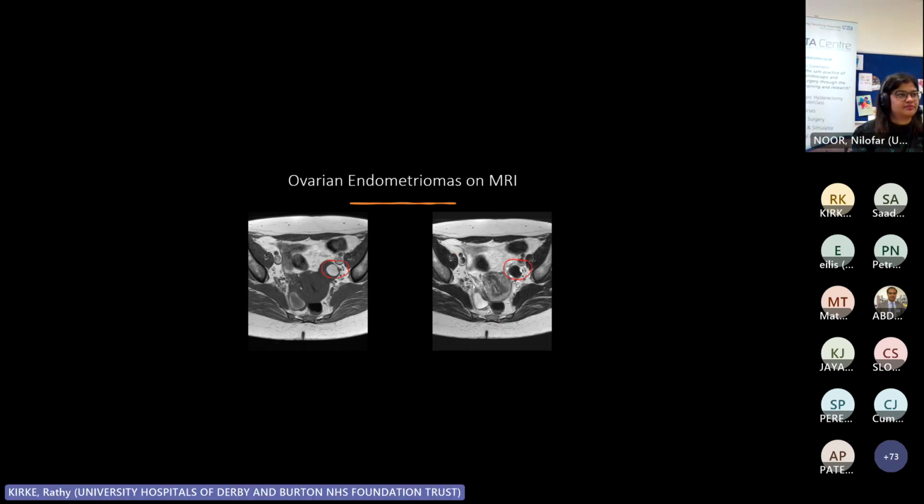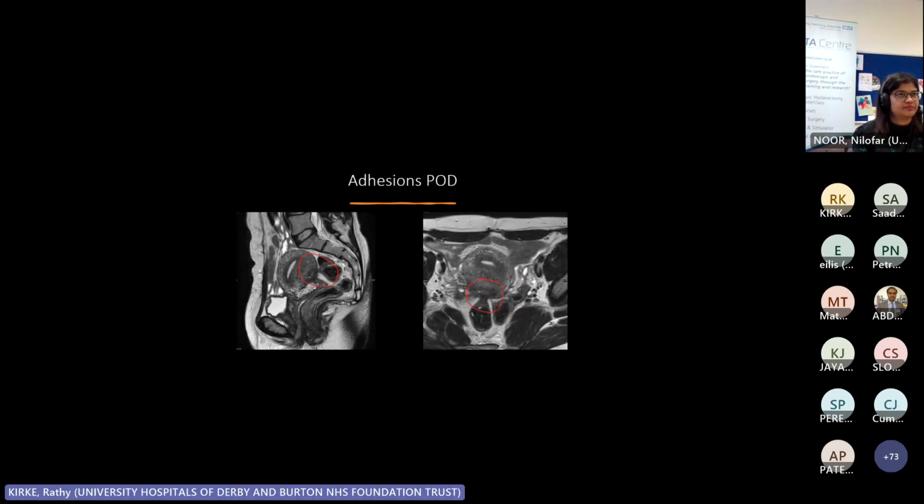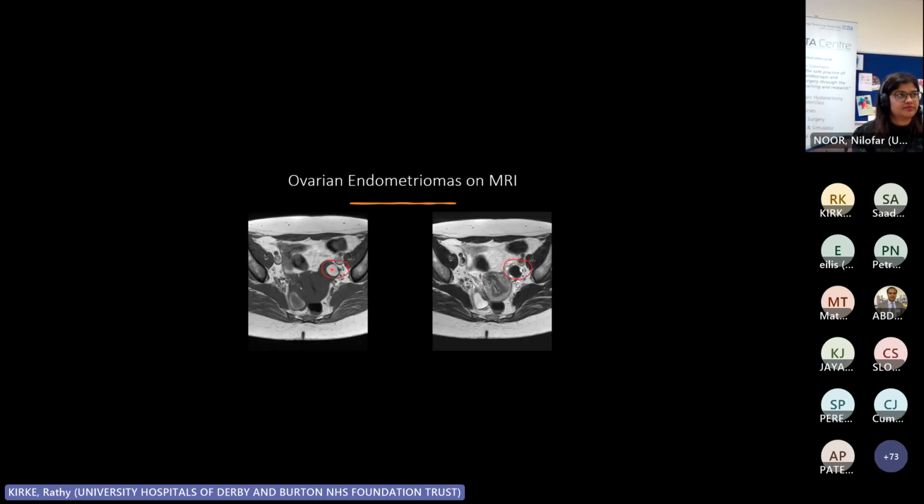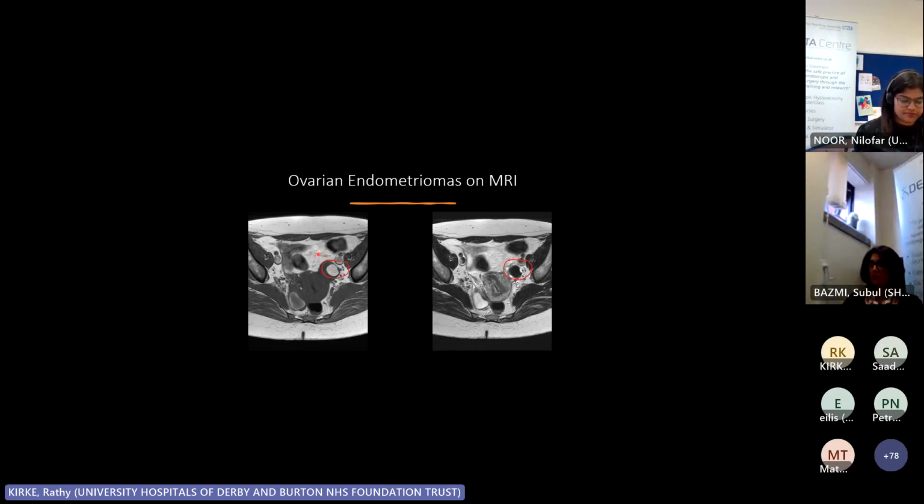Looking at ovarian endometriomas on MRI, so that's the adhesions. So ovarian endometrioma, this is a T1 weighted sequence where you see bright bits. Now, we know blood is bright. A dermoid can also be bright. Any fat and blood are both bright on T1 imaging.